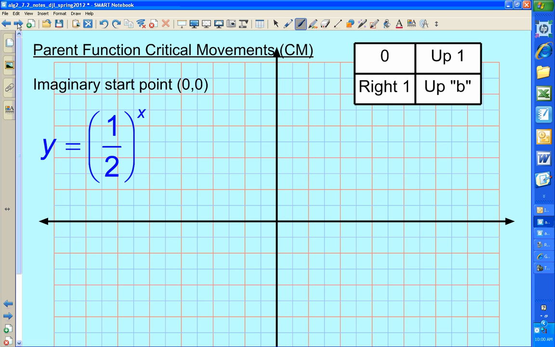All right? So we're going to start with just a parent graph. So when it's just a parent graph, you don't need a list. There's no translating, there's no stretching, it's just a parent graph. So first thing, we draw our asymptote, y equals 0.